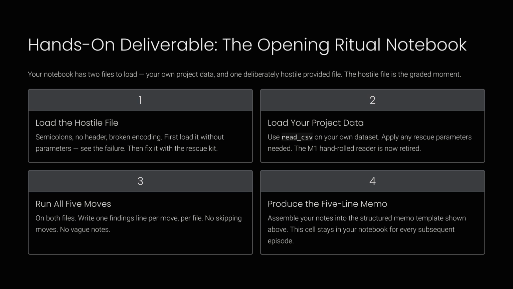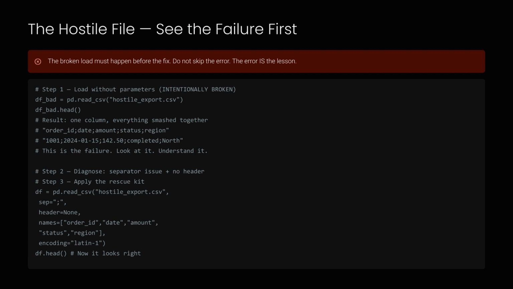For your hands-on exercise, you will load both a provided hostile file and your own project data. You will document the loading process, run the 5-move ritual, and create your findings memo. When tackling the hostile file, see the failure first. Do not skip the error. Loading the file and letting it fail is the only way to truly understand why your rescue parameters are necessary.